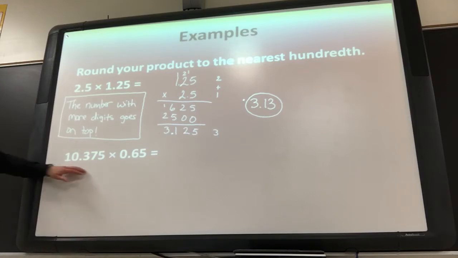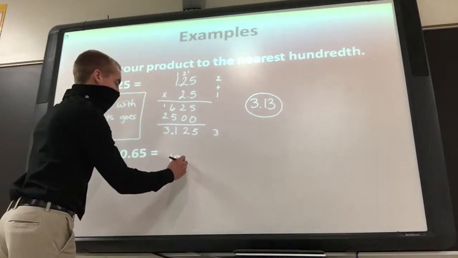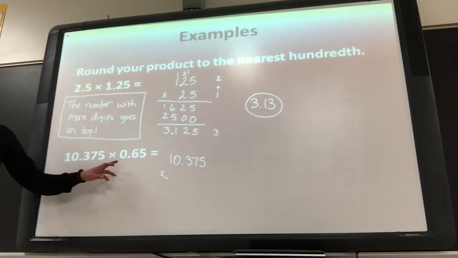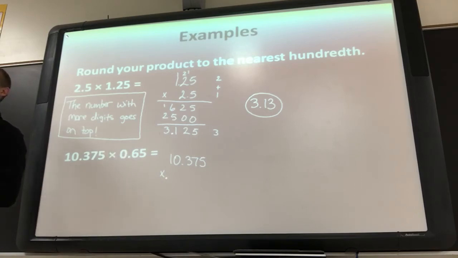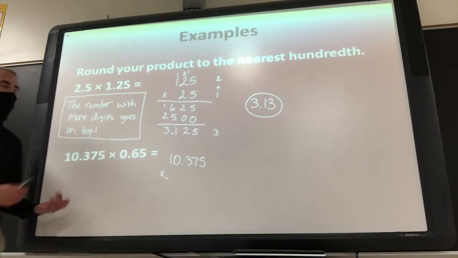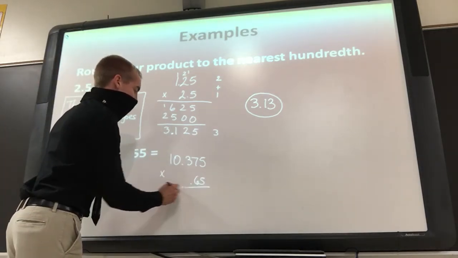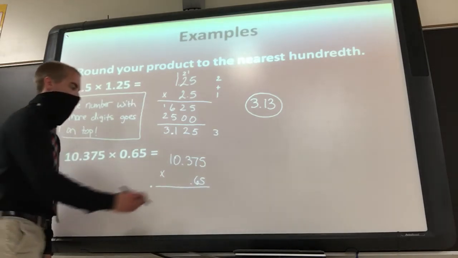Okay, so let's look at our next one. 10.375 times 0.65. So 10.375 goes up top. If you've got a 0 point something, the 0 is on the right of the decimal point, you don't have to write the 0 when you're multiplying, because anything times 0 is just going to be a bunch of zeros. So we could just put .65, like that. And then we multiply like usual.